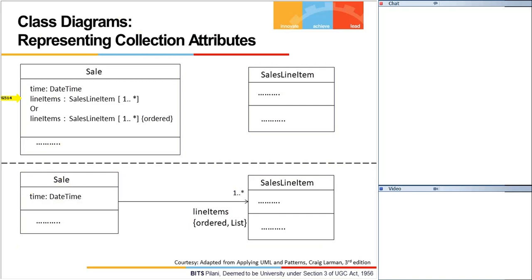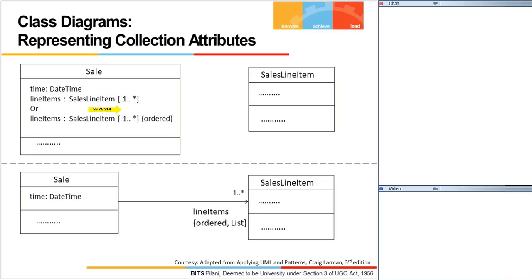You say that you have a line item which is of type sale line item. So my sale line item is another class, right? And then you represent its multiplicity here. So when I say it is 1 to star, this can be an array. If you want to replace star with n, then you may say it is 1 to n. It can be 0 to n. It can be exactly 3. It can be exactly 4. So depending upon your case, you specify the multiplicity here, right?